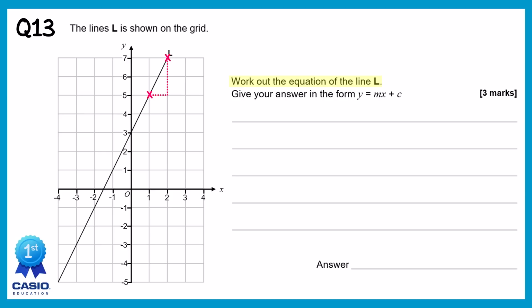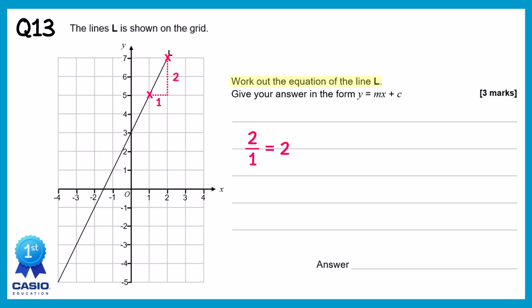The change in y is the vertical distance between the 5 and the 7, which is 2, and the change in x is the horizontal distance between the 1 and the 2, which is 1. We can then find the gradient by doing the change in y, which is 2, divide by the change in x, which is 1. And 2 divided by 1 is 2, so the gradient must be 2.